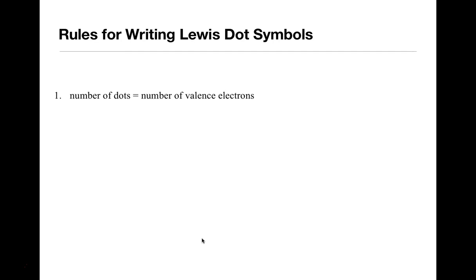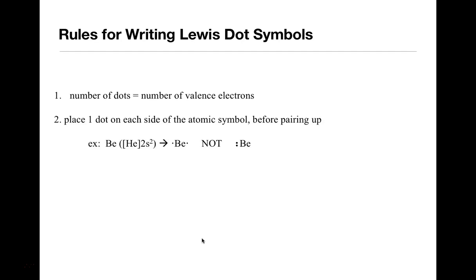So, rules for writing Lewis dot structures and Lewis dot symbols. Rule number 1, the number of dots around atomic symbols indicates the total number of valence electrons. Rule number 2 is that we place one dot on each side of the atomic symbol before pairing up. This is essentially applying Hund's rule to Lewis symbols. So remember, electrons will fill degenerate orbitals before pairing spins.